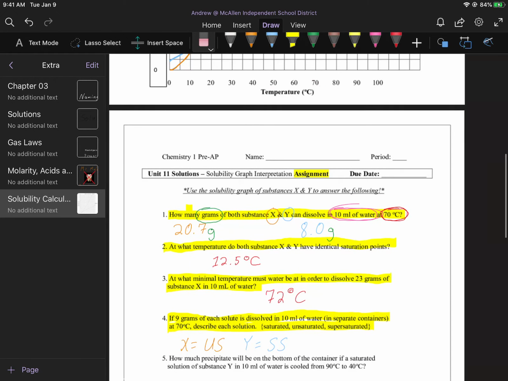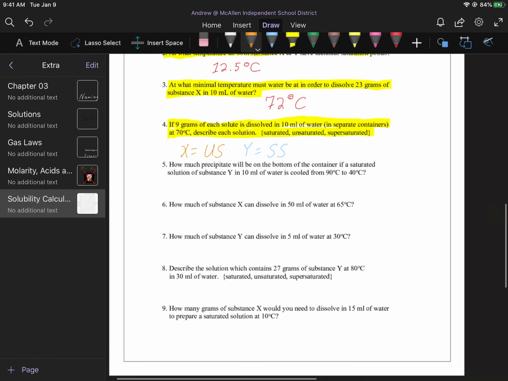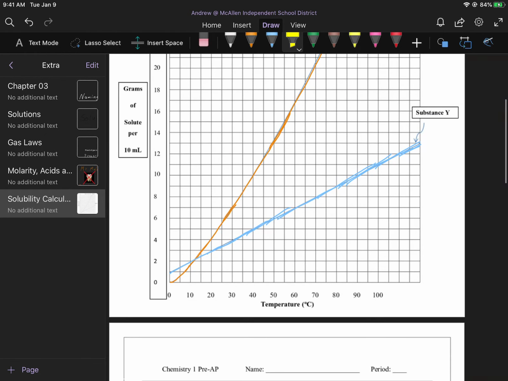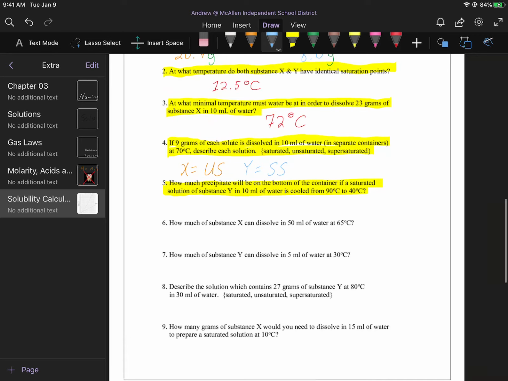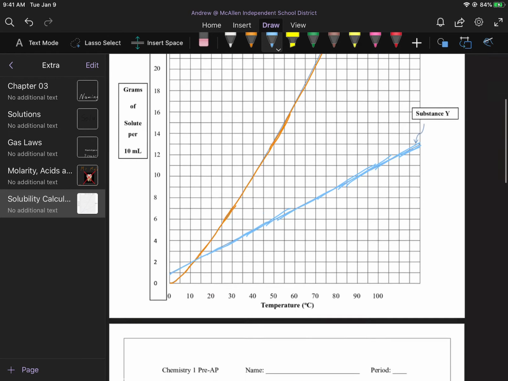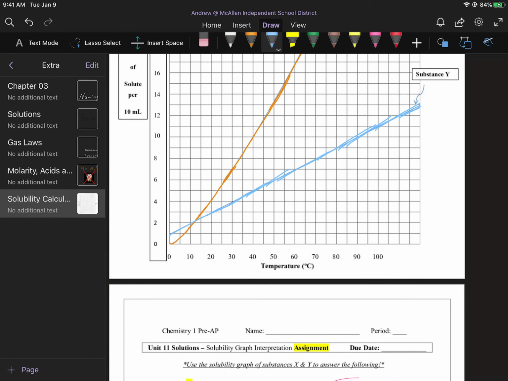Okay, now in this next one, we have some vocabulary words. How much precipitate will be on the bottom of the container if a saturated solution of substance Y in 10 milliliters of water is cooled from 90 degrees to 40 degrees? So, at 90 degrees, substance Y, we have a saturated solution. So our saturation point is right there, 10 grams.